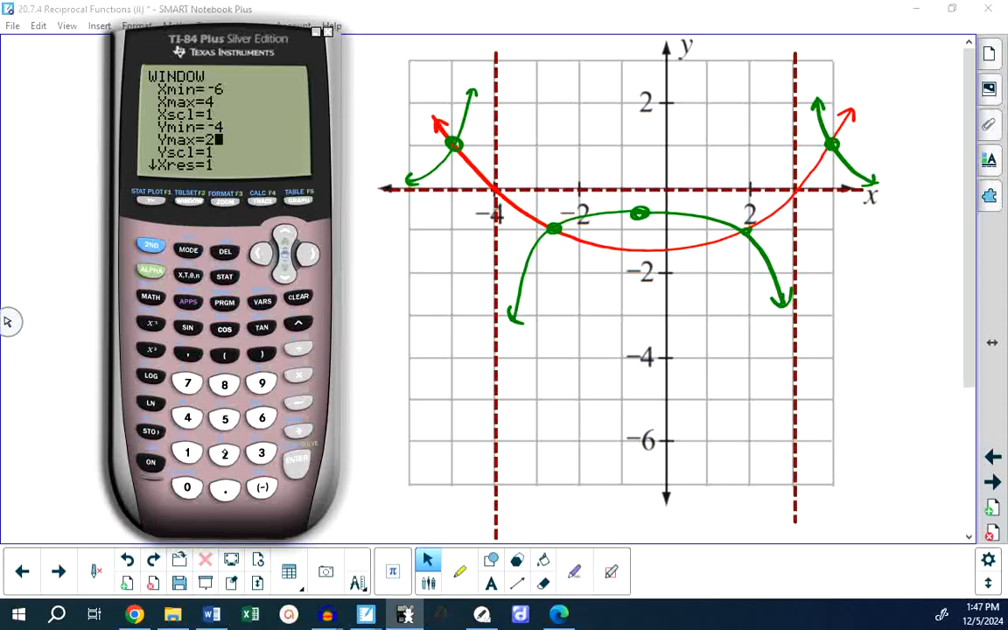I got a lot of wasted space down here. I'm going to cut it off at negative 4 vertically. That's not bad. Not bad.